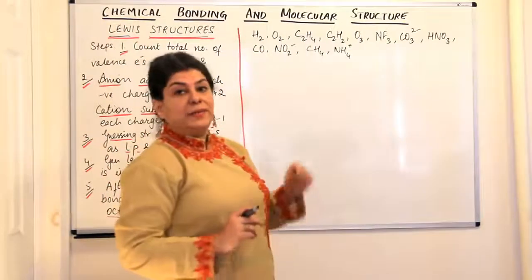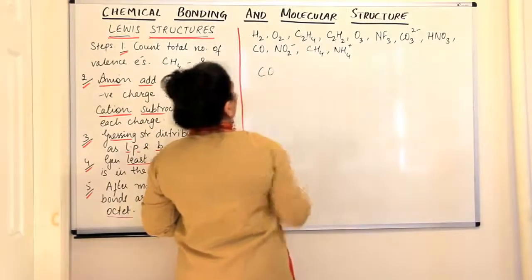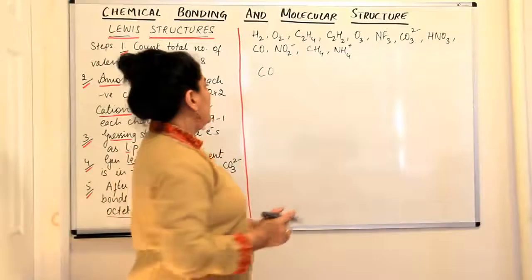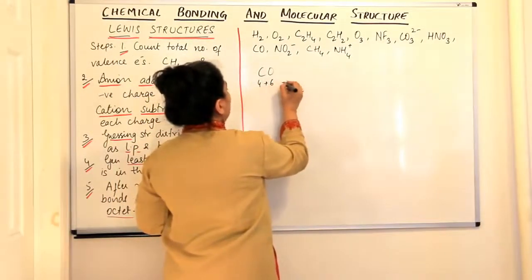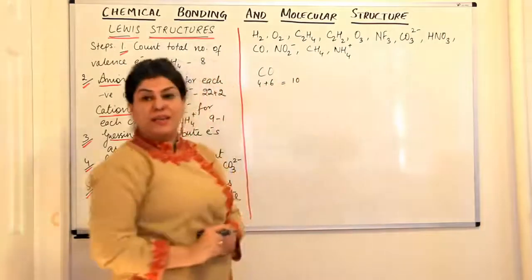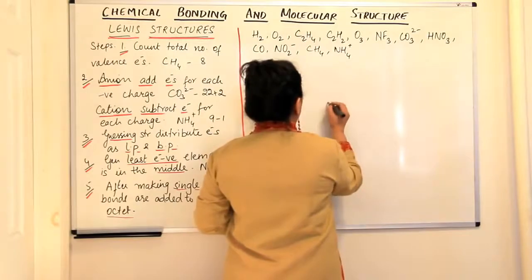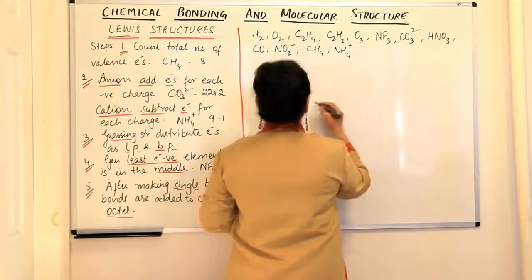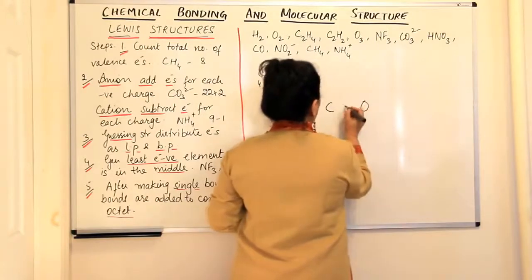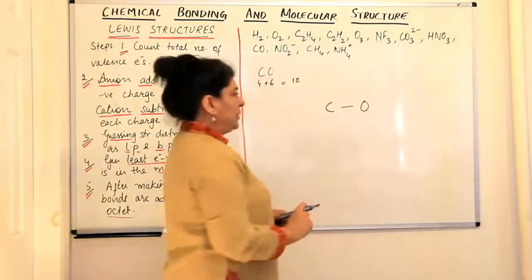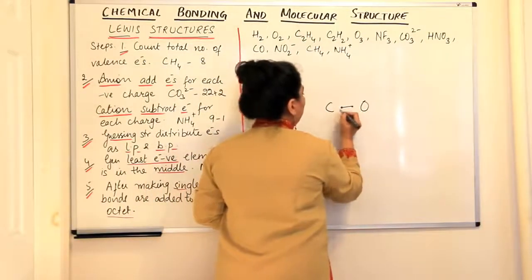Let us now write the structure of carbon monoxide, CO. What is the total number of electrons? Carbon brings 4 electrons and oxygen 6. So we now have a total of 10 electrons. So carbon being less electronegative, we consider it to be the central atom, although there are only 2 atoms, carbon and oxygen. And let's make a bond between the 2. So a bond means there are 2 electrons. And we now have a total of 10 electrons.